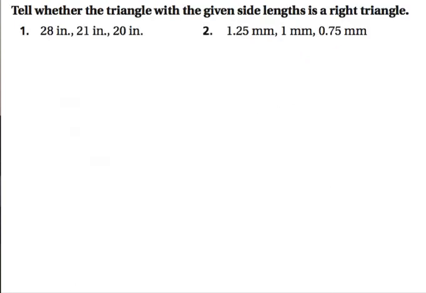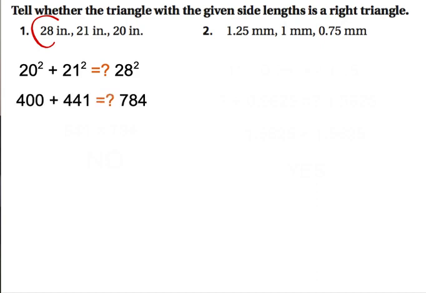A couple more examples. Of these three numbers, 28 inches, 21 inches, and 20 inches, 28 has the highest chance. Well, it's the only one that has a chance of being the hypotenuse. So let's set it up. We'll do 20 squared plus 21 squared maybe equals 28 squared. We do the calculations, and we get 841 is not equal to 784. So this is not a right triangle.